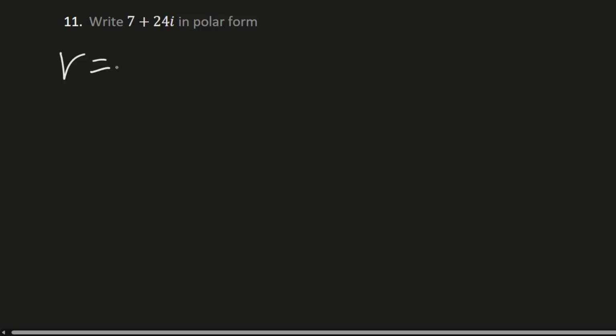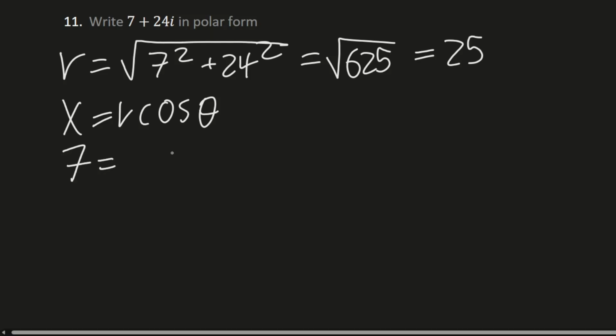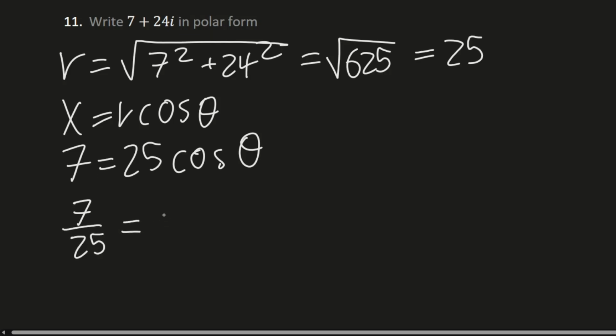Question 11, we will solve for the modulus. 7 squared plus 24 squared. That's going to be equal to the square root of 625, which is equal to 25. I'm going to use x is equal to r cos theta because I see that 7 is a lot less than 24, and so hopefully it's going to be easier to work with. So I'm going to put in my values here. I get 7 over 25 is equal to cosine of theta.